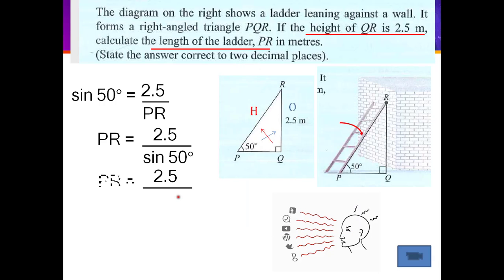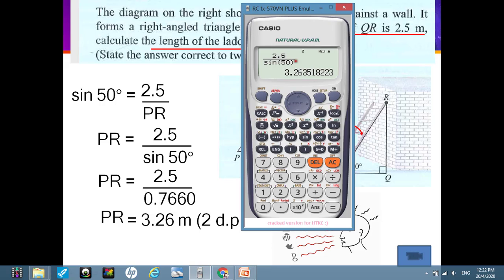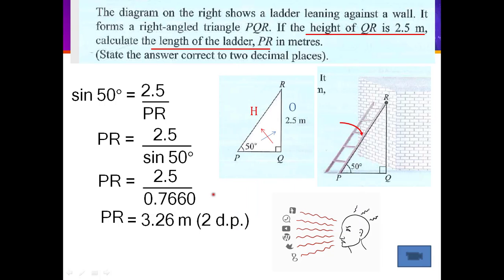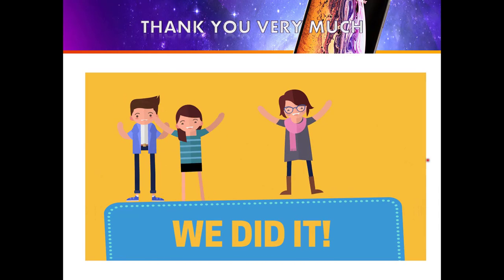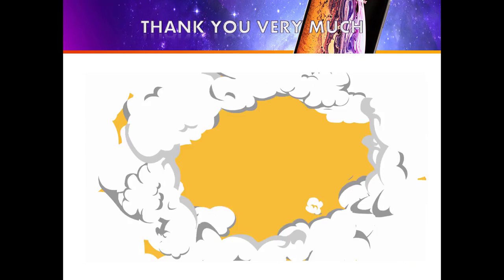You will get 3.263. If you want to state the answer correct to 2 decimal places, note that 3 is less than 5, so you don't have to add 1 to the next digit. So 3.26 meters. Don't forget your unit. Thank you very much. Hope that you understand the overview. Have fun, stay safe, and enjoy your learning.